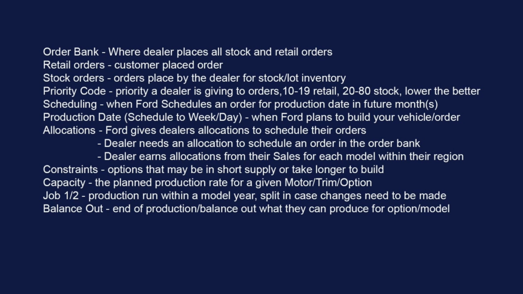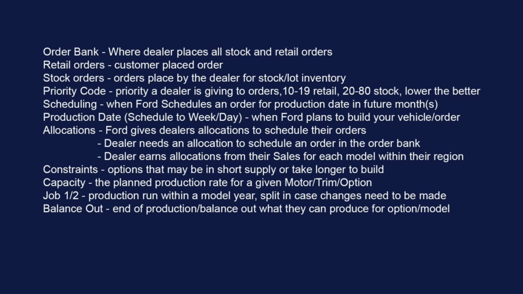Scheduling, which is what we're about ready to talk about, is when Ford schedules an order that's in the order bank for production dates in future months. For example, Mustang is scheduling for the month of October this week. It's always a day in the future. Production dates: a lot of times you'll hear scheduled to the week, or scheduled to the day. That's when Ford plans to build your vehicle or your order specification.